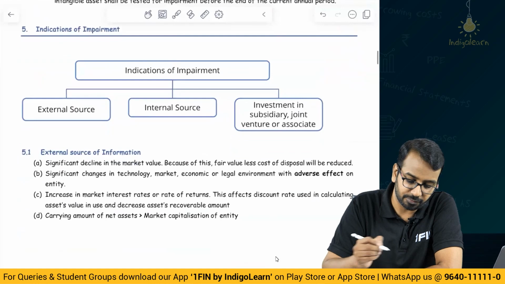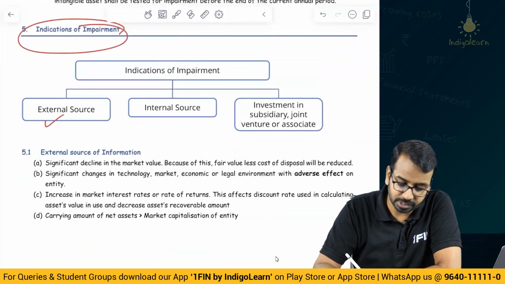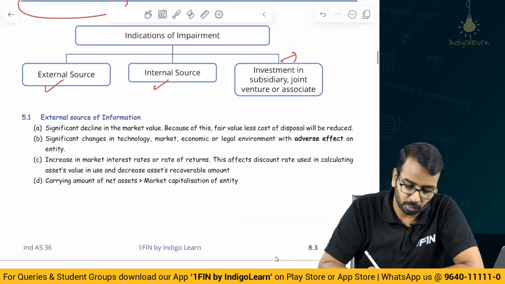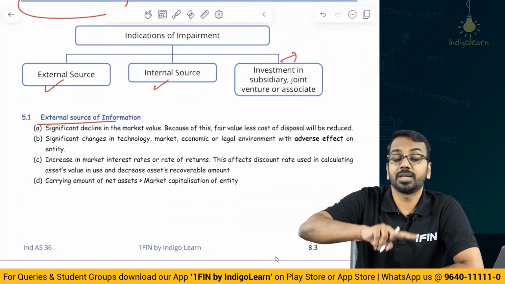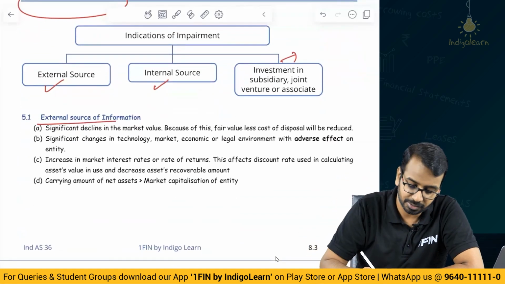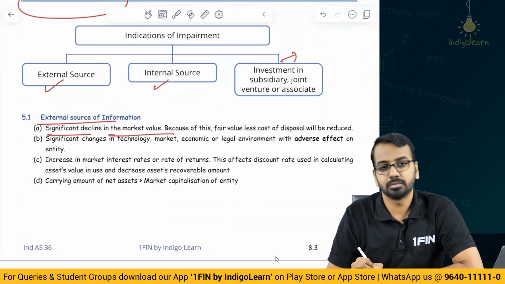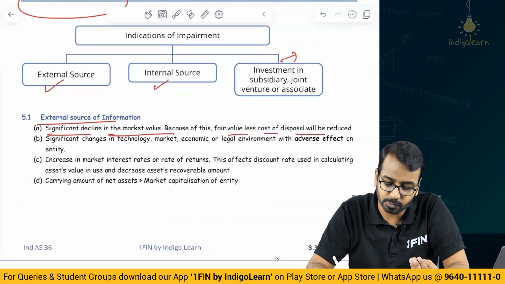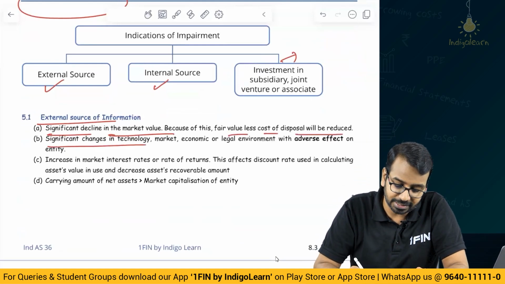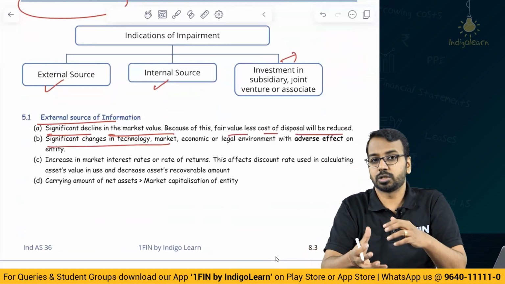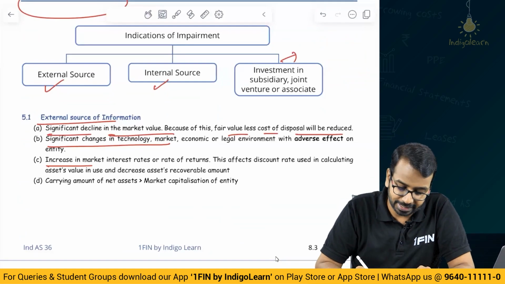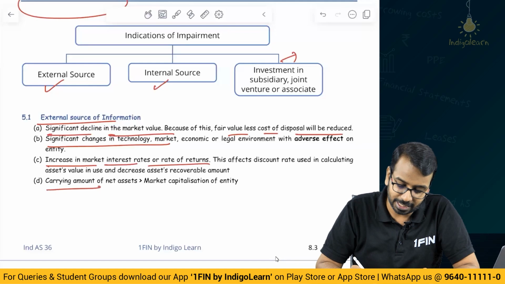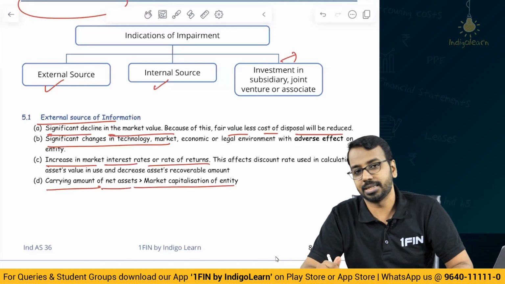Now when it comes to indication of impairment, there can be external sources, internal sources, and specific discussion for investment in subsidiary, joint venture or associate. Now what is an external source? External means something external to the entity and the asset. So there could be a significant decline in market value. If the market value has declined, then you will feel that yes, the fair value less cost of disposal will also be reduced. Significant changes in technology, new technologies have come in, because of which the asset is no longer useful. Increase in market interest rate or rate of returns. Rate increases, value decreases.